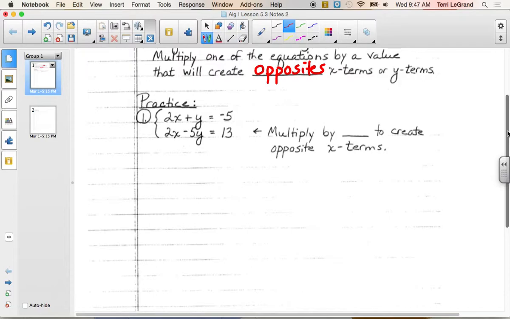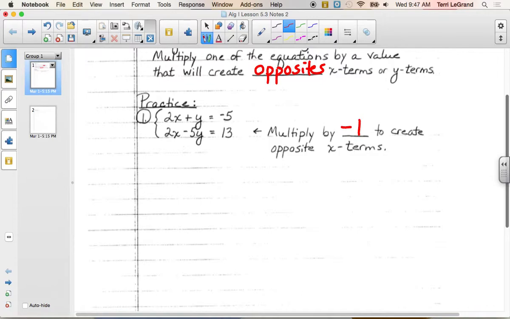But let's create opposite x terms. I've kind of picked the one we're going to do it in. We could also multiply the first one, but let's create it in the second one, okay? Because I want us to practice with those subtraction ones that give everybody a lot of trouble, okay? So we're going to multiply this equation, 2x minus 5y equals 13, by something that will create opposite x terms. What would we have to multiply by? Negative 1.